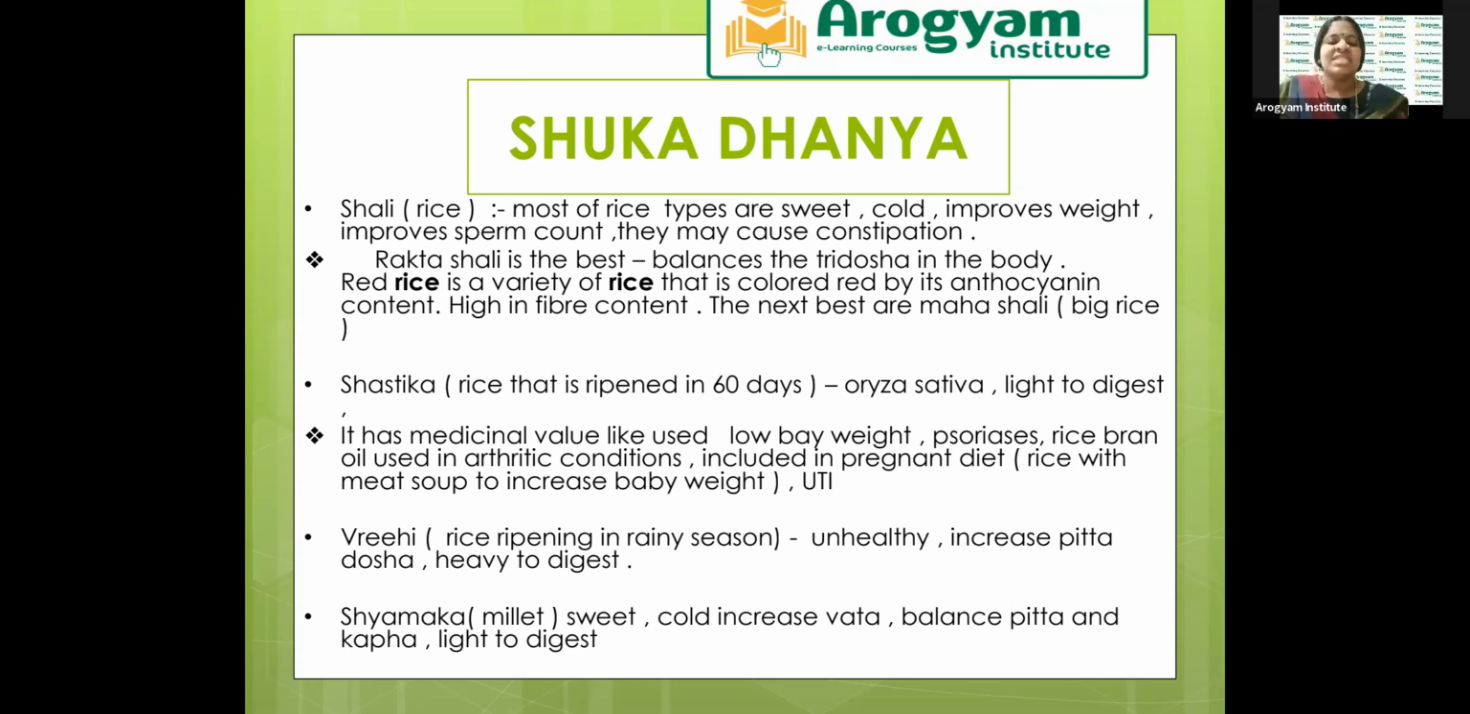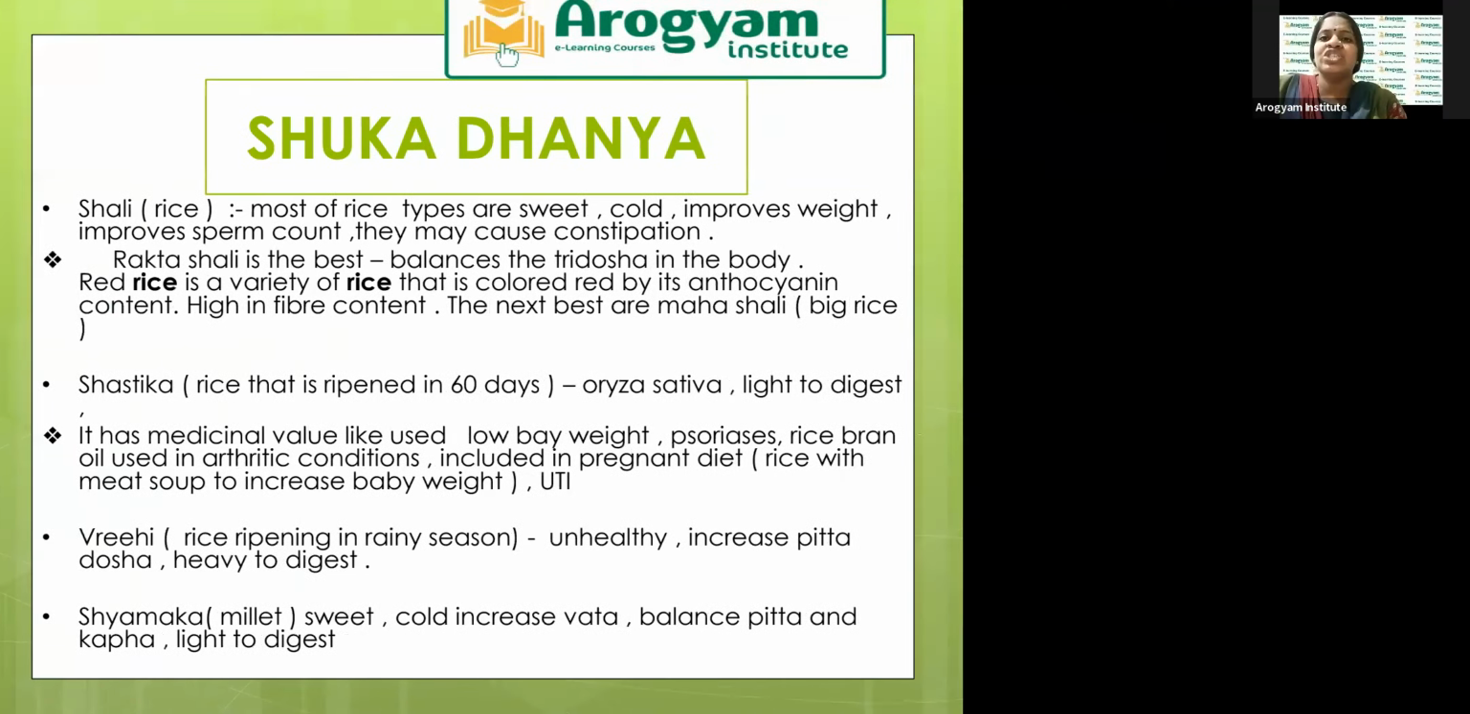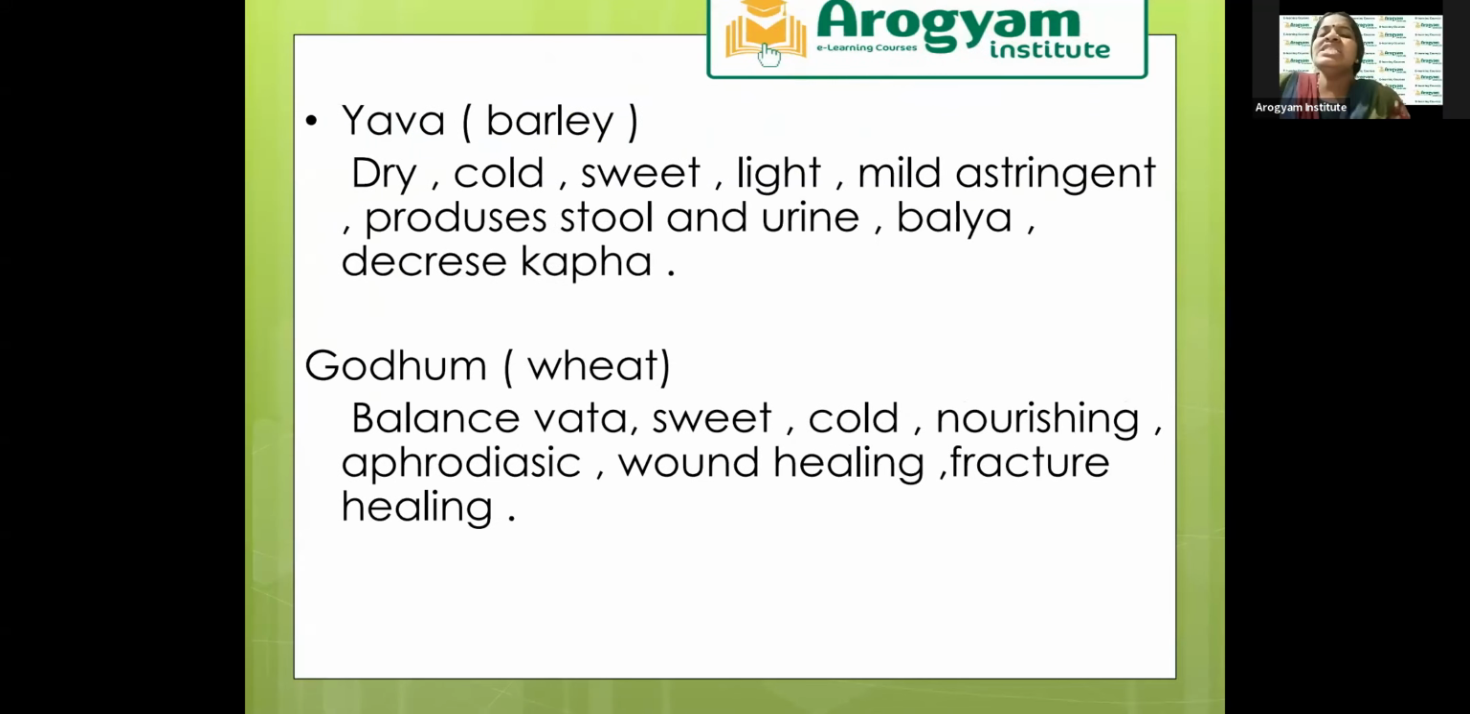Then Shyamaka is a type of millet which can be correlated to either ragi or other smaller varieties of millets. They are also sweet, cold, increase vata, balance pitta and kapha, light for digestion. So barley is dry. Barley is available in all provision shops. It is dry, cold, sweet, light, mildly astringent, produces stools and urine more. So UTI के conditions में, that is urinary tract infection जैसे conditions में, obesity में, then diabetes जैसे conditions में, barley is preferred.